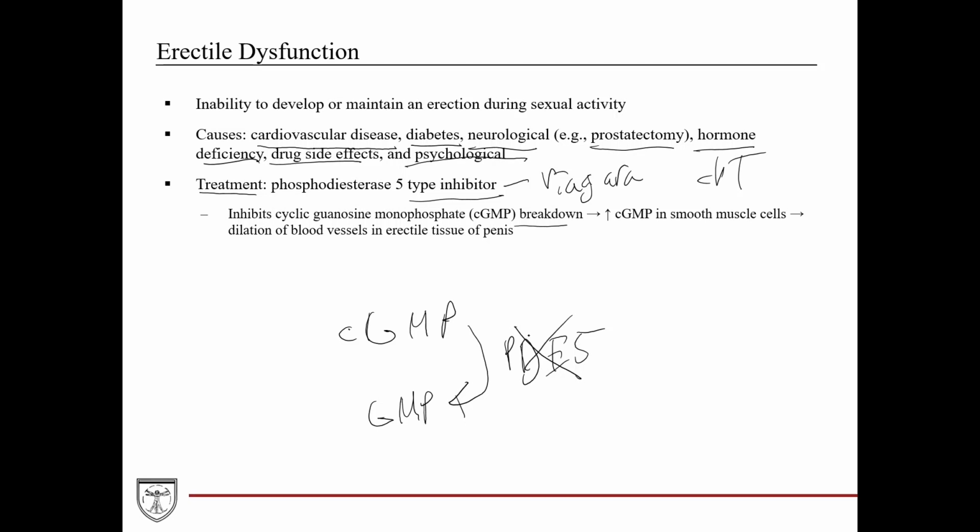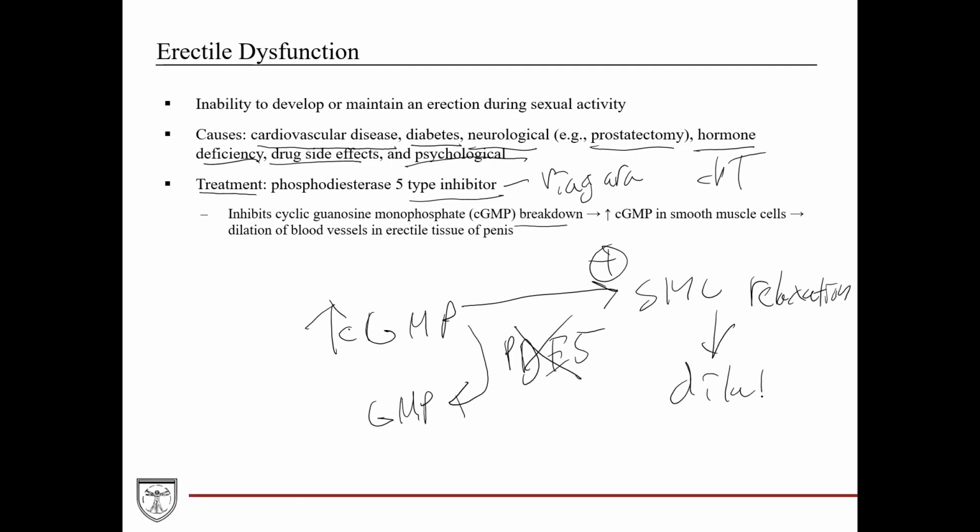So if you inhibit this, you're going to increase the levels of cyclic GMP, and those actually stimulate smooth muscle cell relaxation in blood vessels. And then relaxation of those vessels leads to dilation. So that's how it works. Essentially, you give this drug, you help maintain cyclic GMP, helps dilate the blood vessels within the erectile tissue of the penis, helping you get that engorgement of those veins and helping you maintain an erection. It's actually a very effective drug.